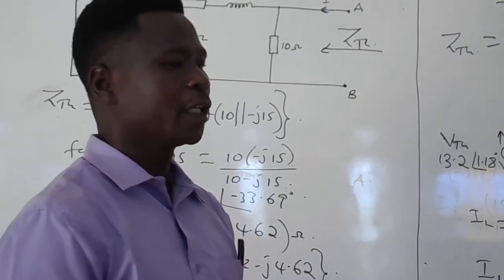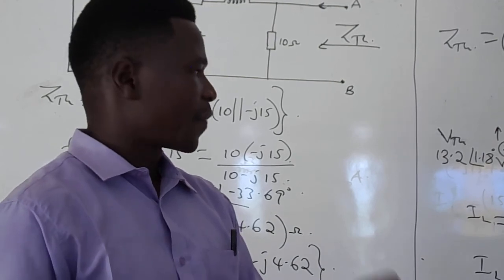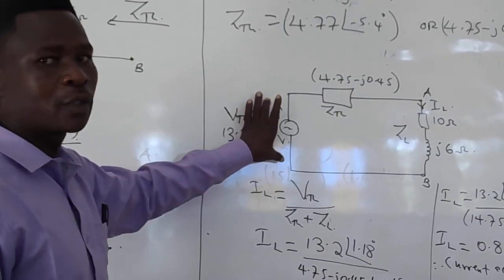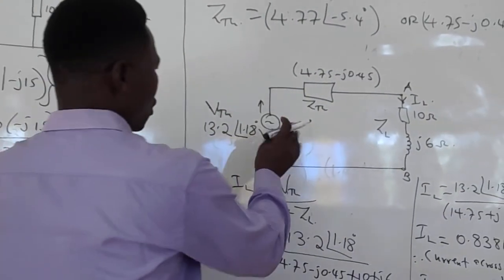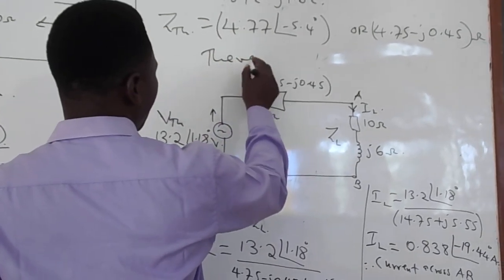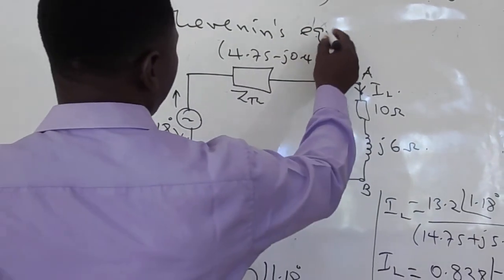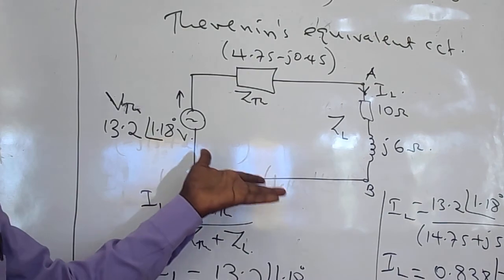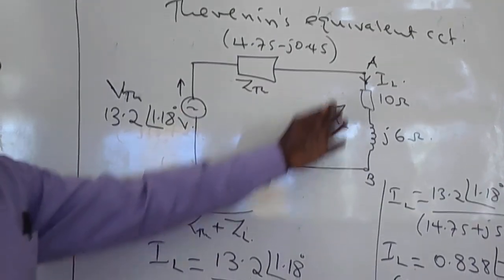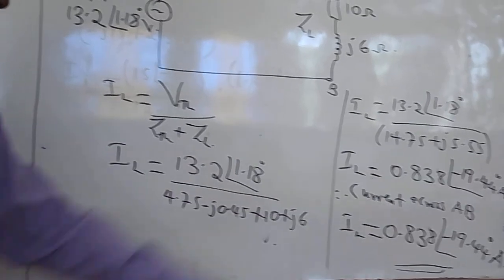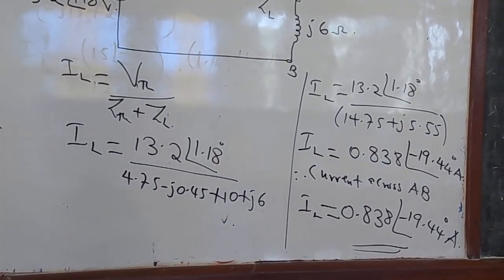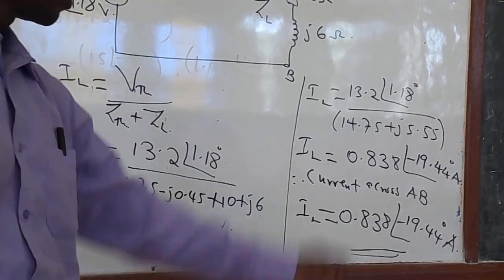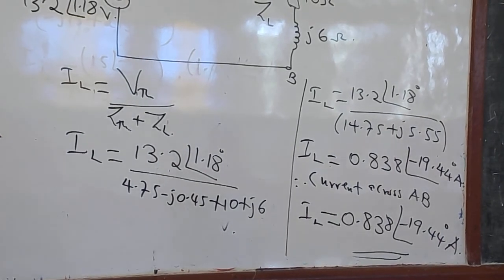And in step 3, we obtained the Thevenin's equivalent circuit, which we actually have here. So this is what we, of course, call the Thevenin's equivalent circuit. From the Thevenin's equivalent circuit, we ended up getting the current across the load, which is actually 0.838 at an angle of negative 19.44 degrees amperes. So you can see that that current is lagging by an angle of 19.44 degrees.